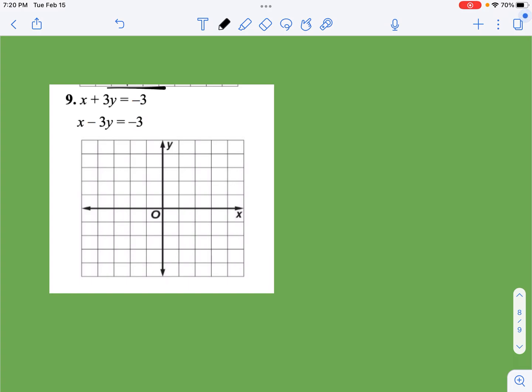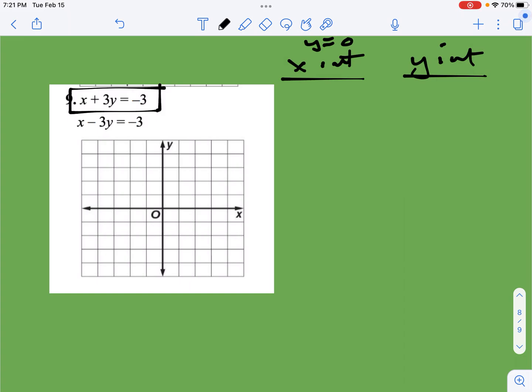So we're just going to go ahead and plot it. So let's start with this one. We're going to use x and y intercepts for these, because it looks like they're going to work out. So remember, for your x-intercepts, you make y equal to 0. So I'm going to write that. Y is equal to 0. And for your y-intercepts, you make x equal to 0.